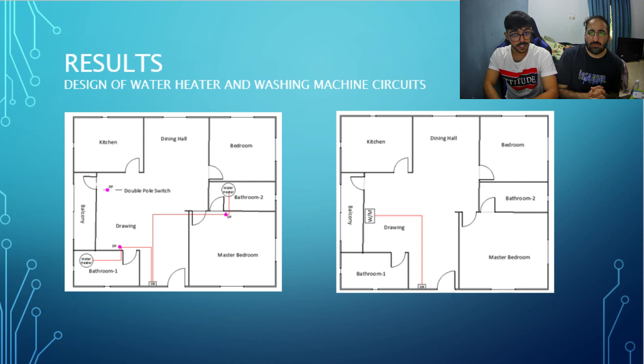The design of water heater and washing machine circuits. We can find the design. It clearly shows that we have a water heater in bathroom 2 and bathroom 1. Okay. And for the washing machines, we have a great simulation here of where it's supposed to be on the floor. It will be near the balcony.